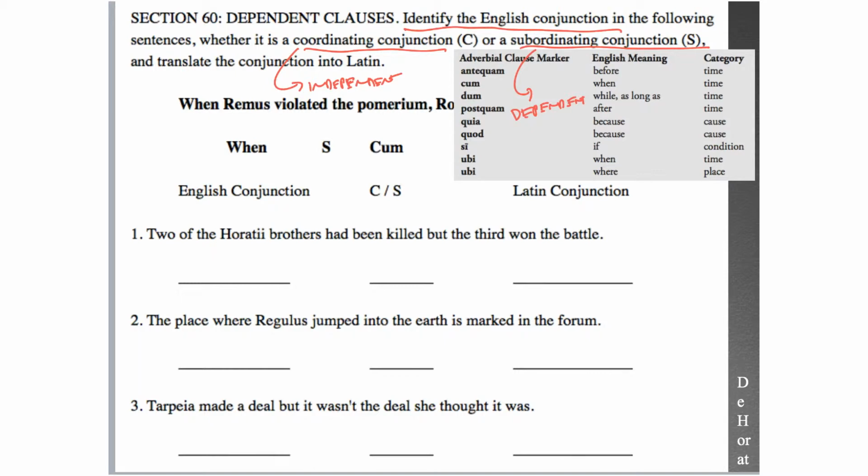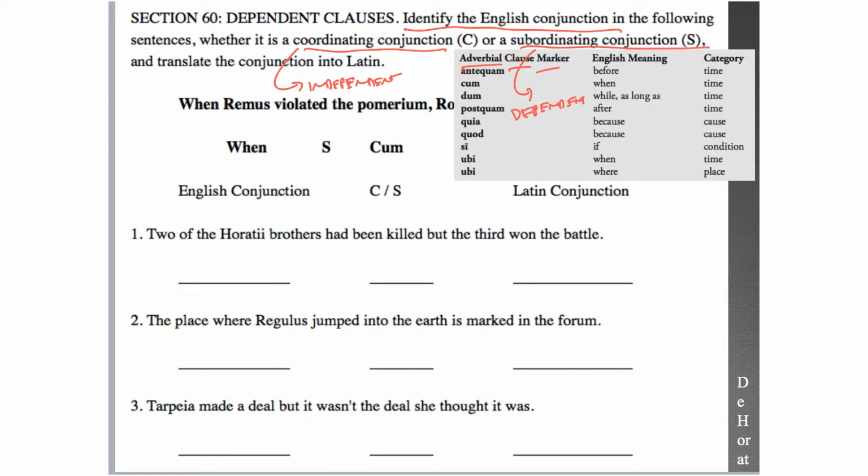All right, so the idea here is conjunctions are things that join. So these adverbial clause markers are the dependent or subordinating conjunctions. They join these dependent clauses to the main clause or to the main sentence. Coordinate conjunctions are your most common conjunctions, like and, but, or. Those are the three big ones. And they just join two separate sentences together.